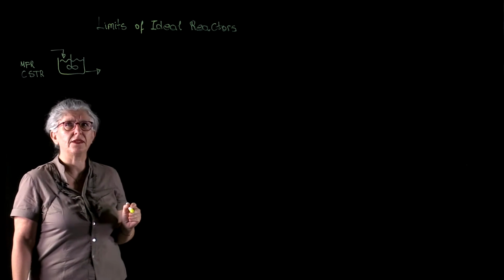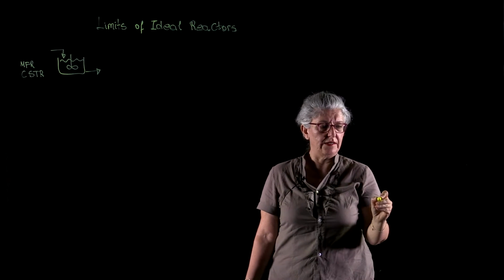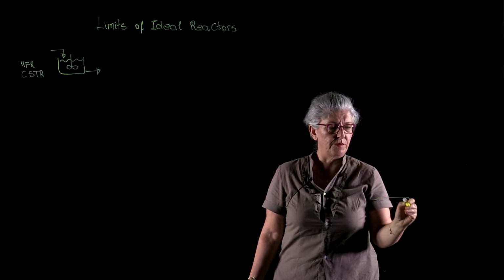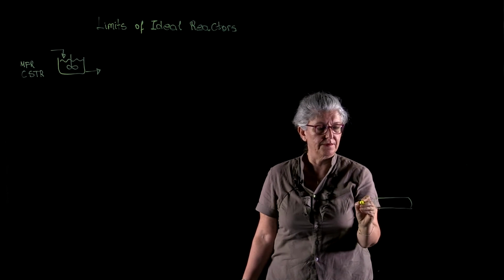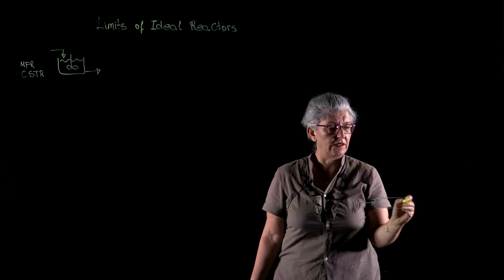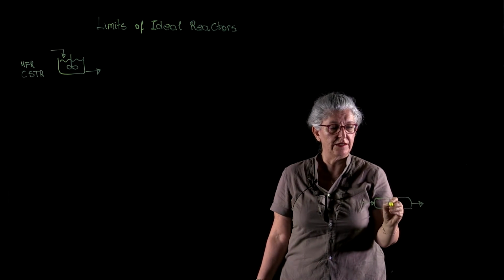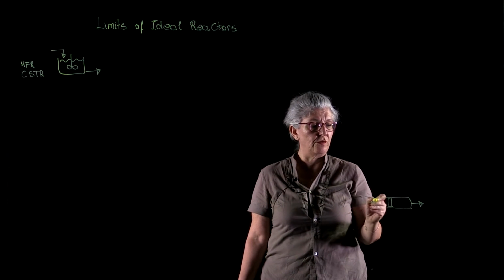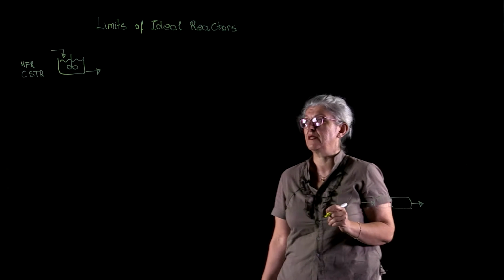In the other limit of the operation, I will write it over here, is the plug flow reactor. So I'm going to draw the plug flow reactor as such. The fluid element moves through the reactor just like a plug, and there is no backmixing with the fluid element, neither in front of it nor behind.